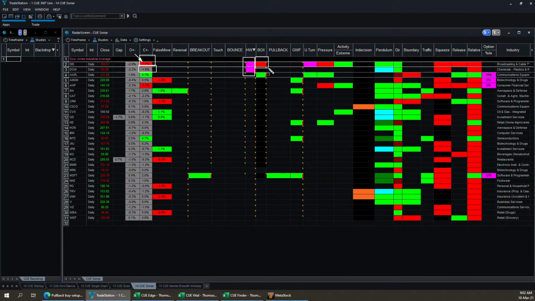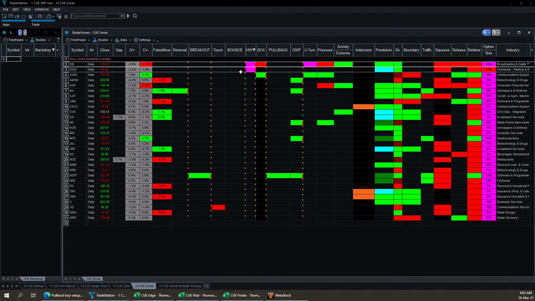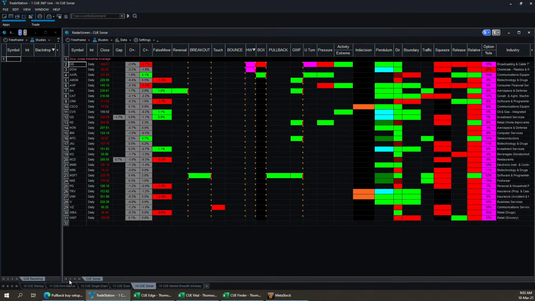We have to check the charts. But Disney also has a possible box setup. Dow doesn't have it. Disney has bearish U-turn, bearish pressure. Dow doesn't have it. Both of them are pendulum high. By the way, Disney also reversed with extreme high volume. So when I look at these two rows side by side, both are weak, but Disney is weaker in terms of Q bearish signals. That's why I want to look at Disney.